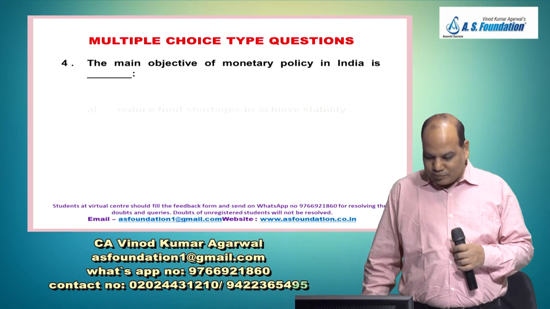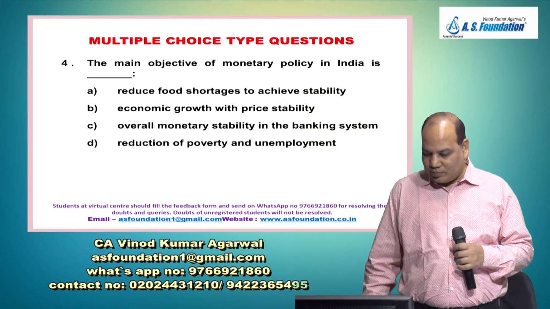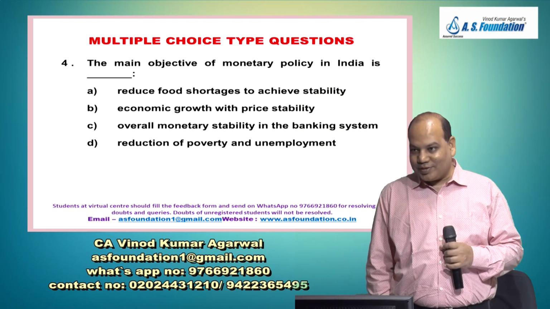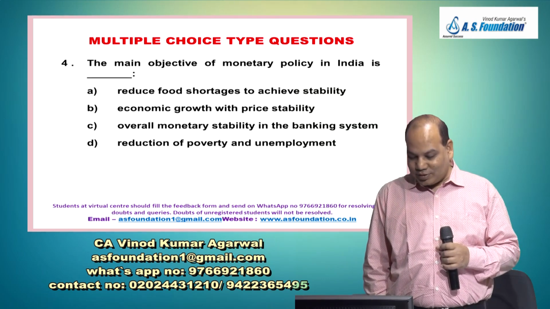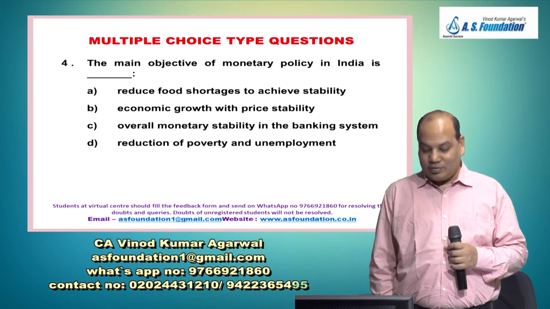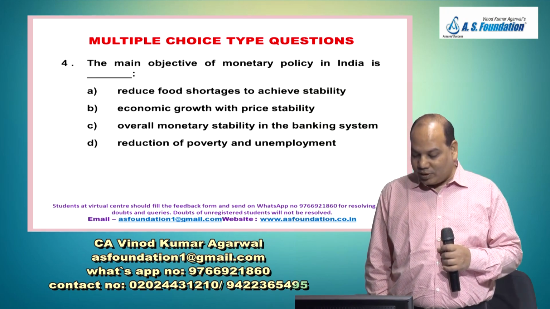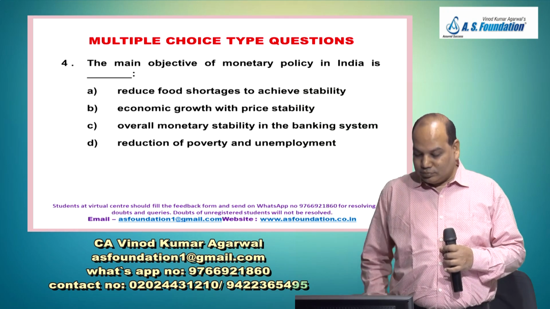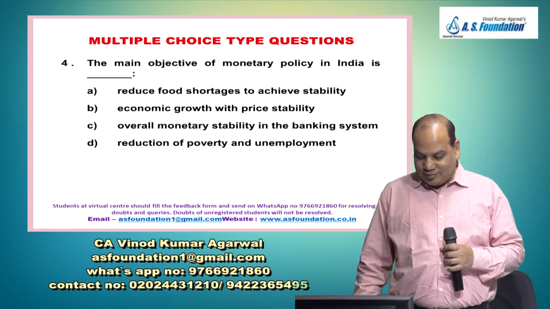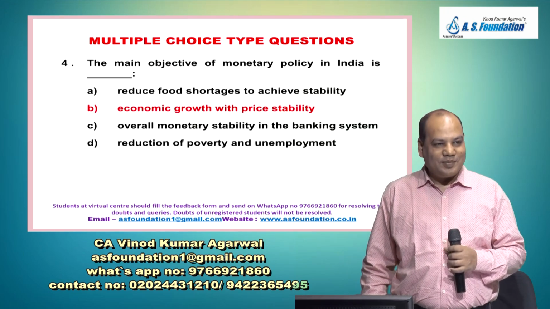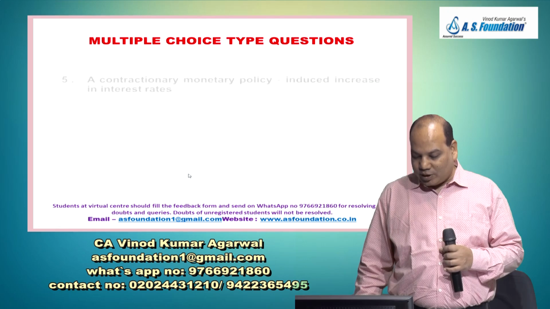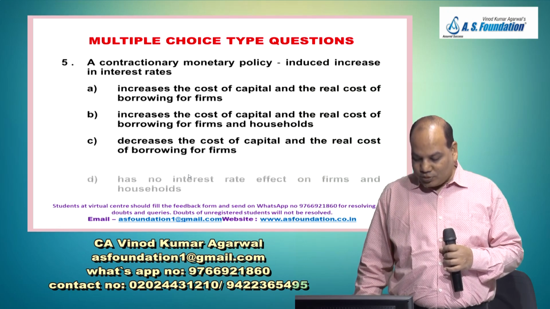Okay, one more question. Main objective of monetary policy in India is reduce food shortage. Is that the objective of monetary policy? Economic growth with price stability. Overall monetary stability in the banking system. Reduction of poverty and unemployment. A, B. Okay. Economic growth and price stability is the best answer out of this lot. Other answers, even if they may be right partially, you have to choose one of the two or four only.